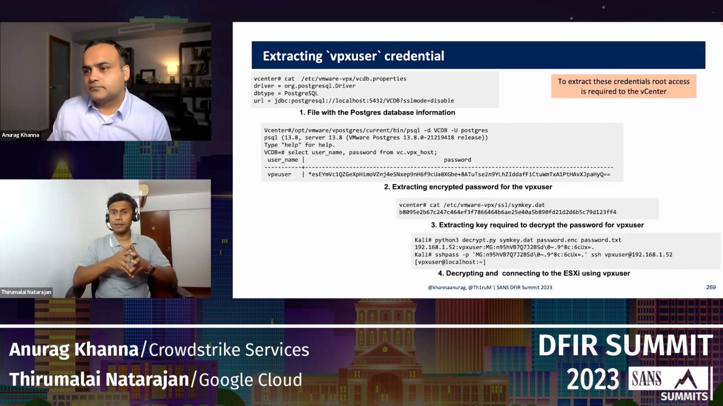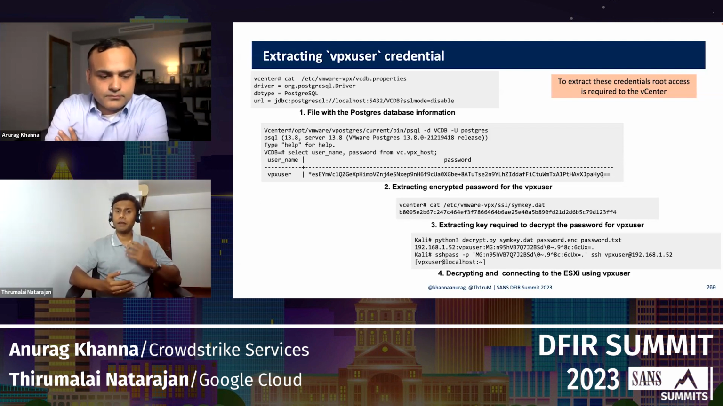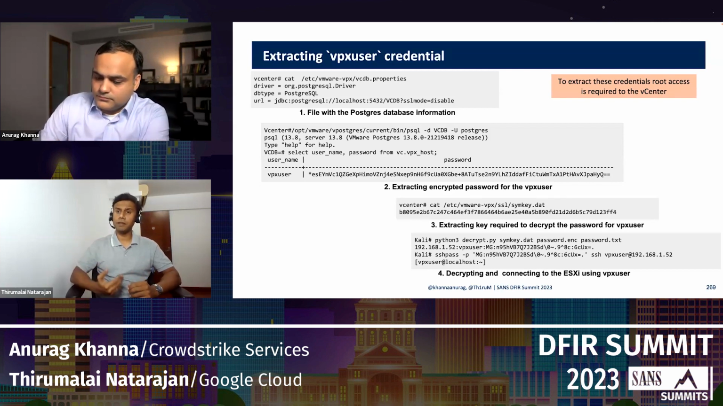First of all, threat actors need root access in vCenter in order to retrieve the password. As a first step, they can access files like vcdb.properties in order to understand the Postgres database details, and they can connect to the Postgres database through the psql utility. They can issue a query to retrieve the encrypted blob, which is the encrypted password. Then they can retrieve the key from the file symkey.dat. With all these details, they can leverage a public decryption tool in order to decrypt the password. With the password, threat actors can now directly SSH into the ESXi host at will.